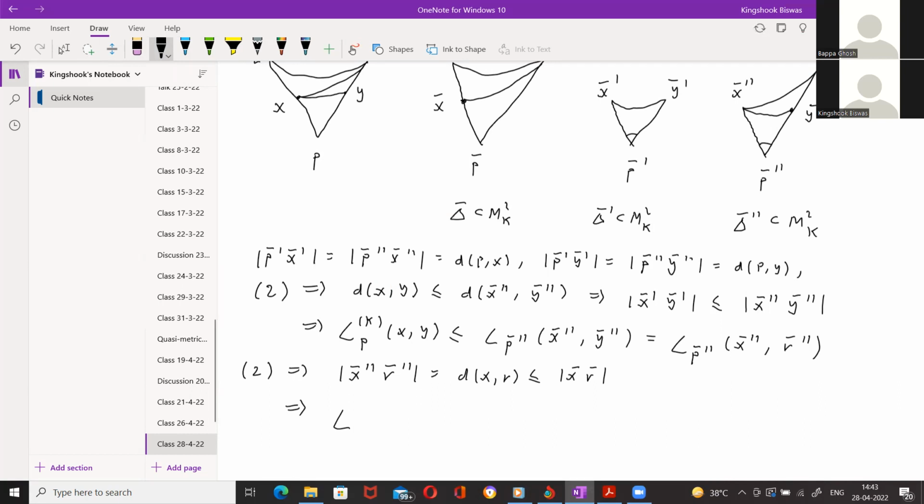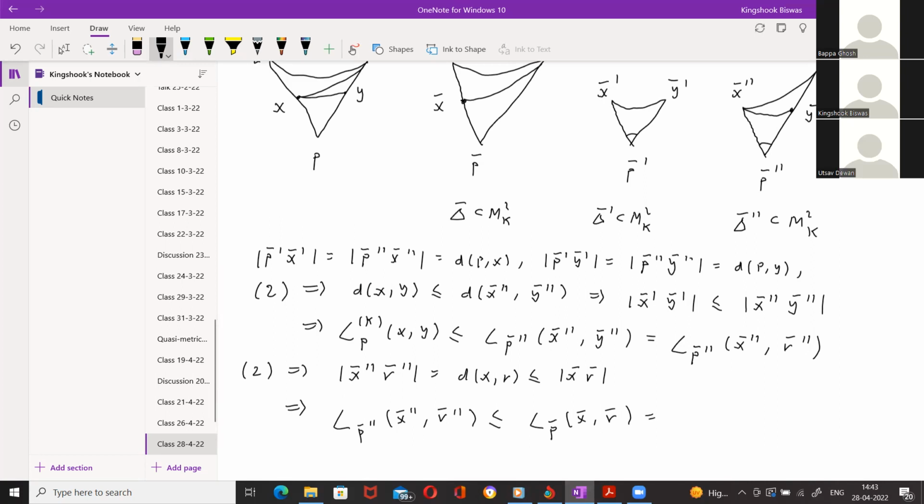So therefore the angle at P bar double prime between x bar double prime, r bar double prime is less than or equal to the angle at P bar between x bar and r bar, right? Is this clear? Yes?